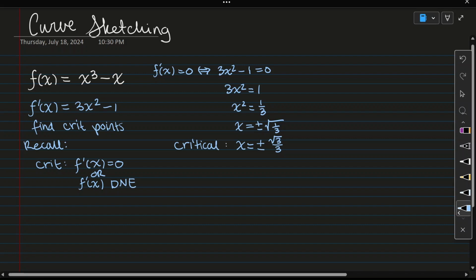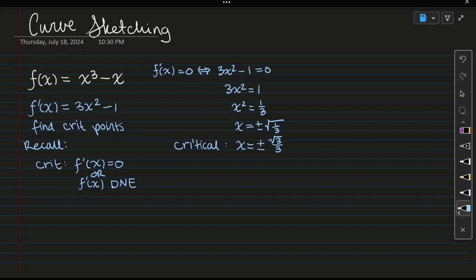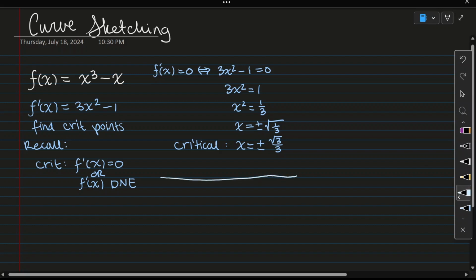The other type of critical point is if f prime of x doesn't exist. Well, f prime of x exists everywhere because f prime is a polynomial, a quadratic. So we don't have any critical points of that type. Our next move is going to be to make a sign chart for the sign of f prime of x.